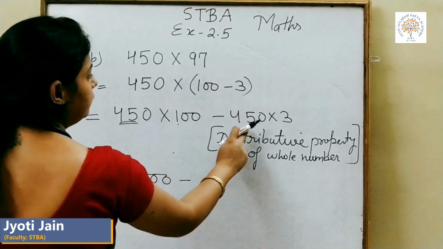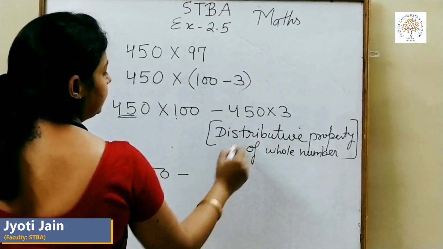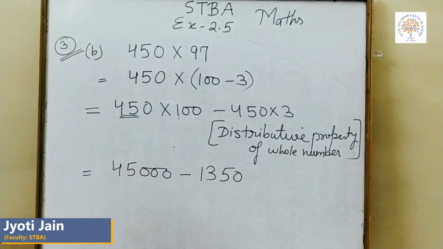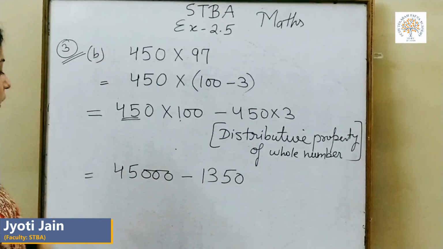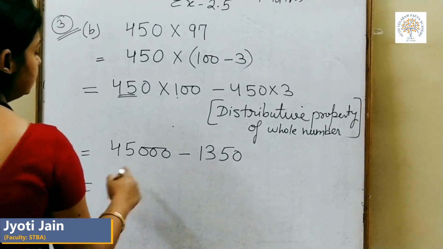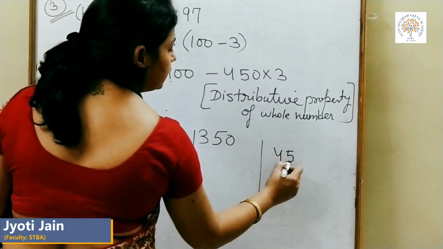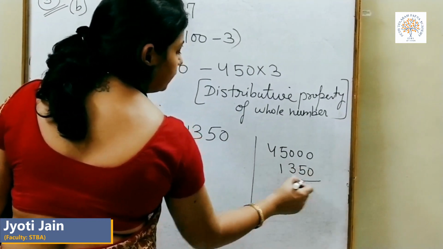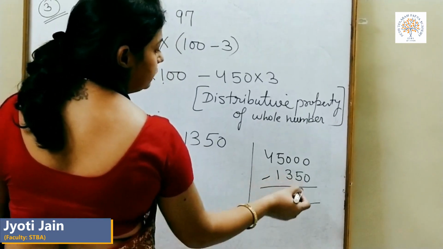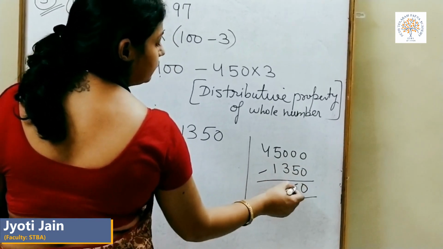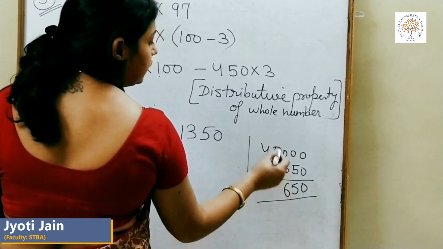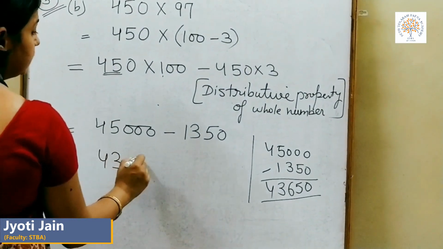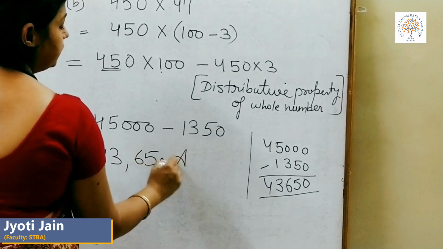And then here multiply 450 by 3. So 5 3s are 15 and 4 3s are 12 plus 1, 13. Okay, you can easily multiply them. So now do the subtraction here. So 45,000, do the rough work here, and here is 1,350. Subtract them. So 0 minus 0, 0. 10 minus 5, 5. 9 minus 3, 6. 4 minus 1, 3. And 4 as it is. So the final answer is 43,650.